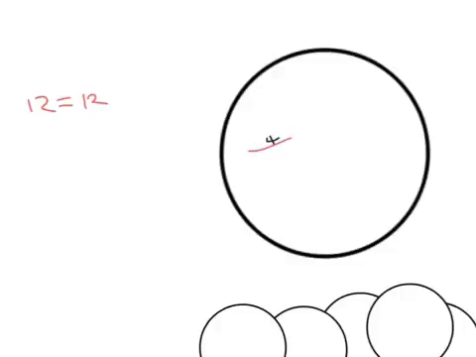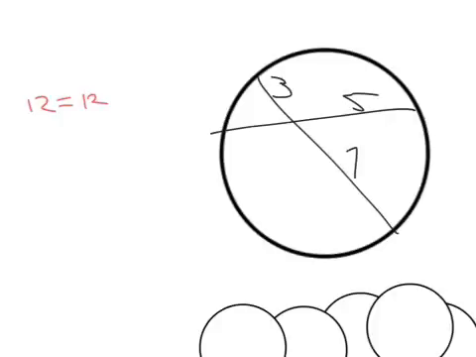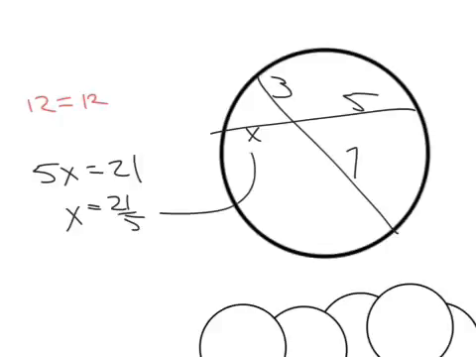Welcome to algebra, right? Sometimes they give you a chord here and a chord here, and they say 3, 7, 5, x. Well, the product of one chord, 5x, equals the product of the other chord, 21. So x equals 21 over 5. So that's the length of that chord right there.